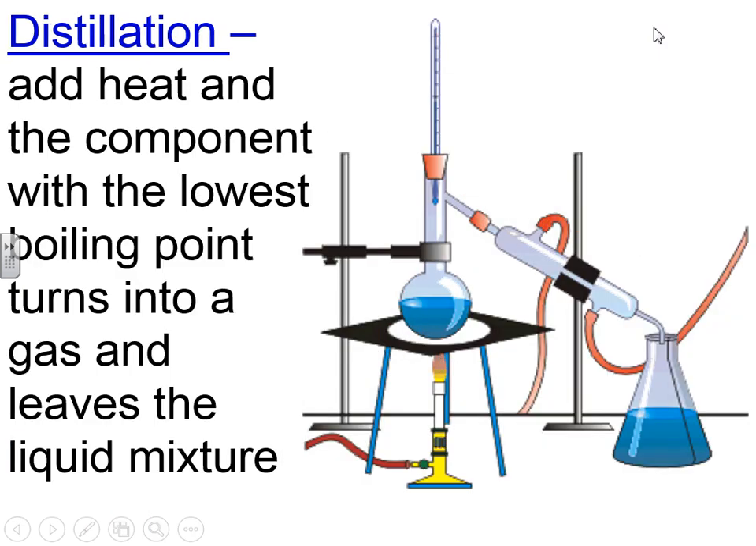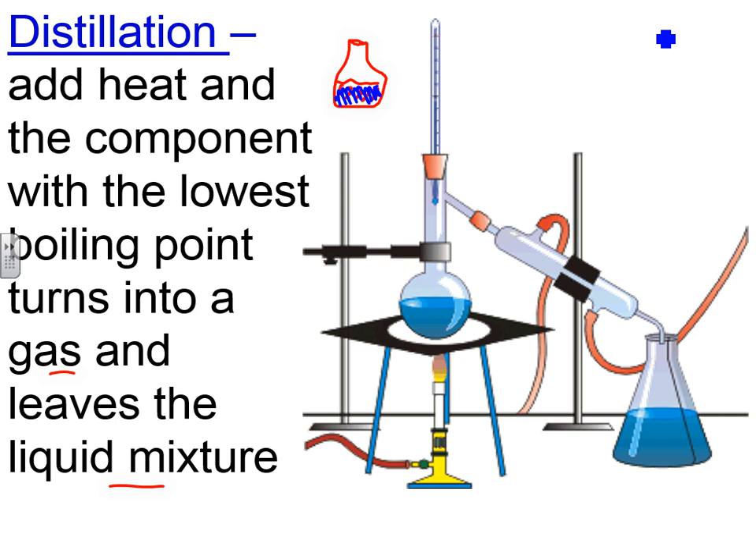Now distillation is separating 2 liquids. And here it says you would add heat, and the component with the lowest boiling point turns into a gas and leaves the liquid mixture. So if you have a mixture in a flask, say, of 2 liquids. Now the 2 liquids are completely mixed. So say you have this red liquid, and you have another blue liquid that's completely mixed with it. It's not that they layer based on density, they actually completely mix together.